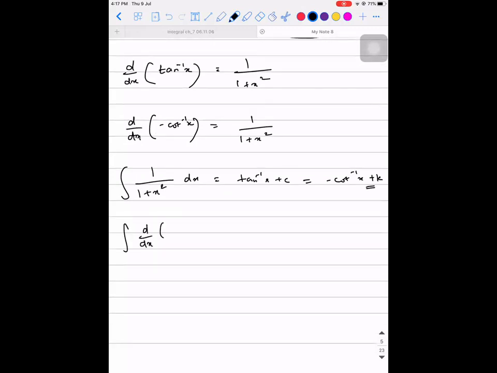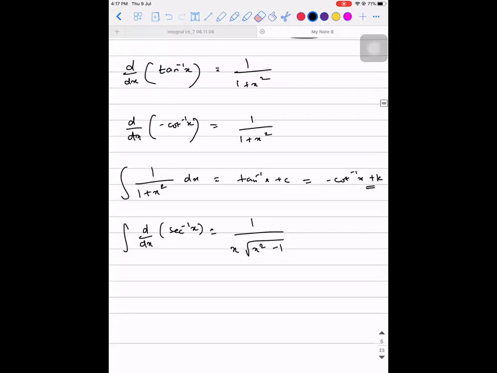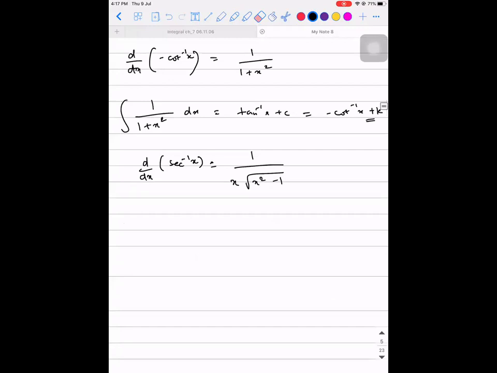D by dx of secant inverse x is 1 by x into root of x square minus 1. Sir, integral, sir. Derivative, no? You have put integral, sir. Where did I put integral? Oh, sorry, you are right. I'm writing D by dx of secant inverse x is 1 by x into root of x square minus 1. And this is also the derivative of minus cosecant inverse x. This is also 1 by x into root of x square minus 1.